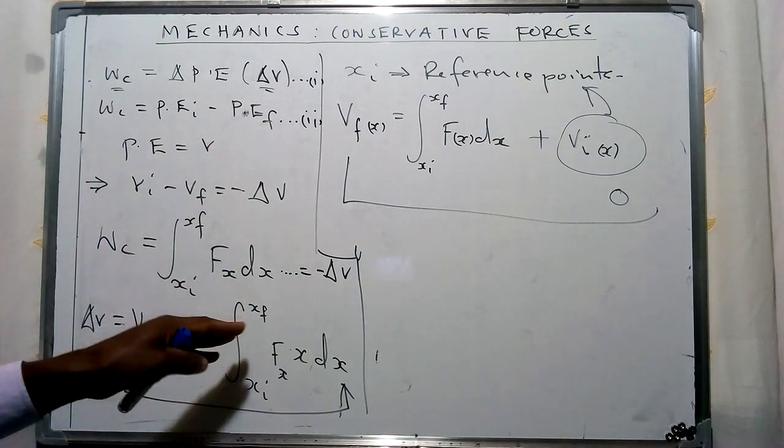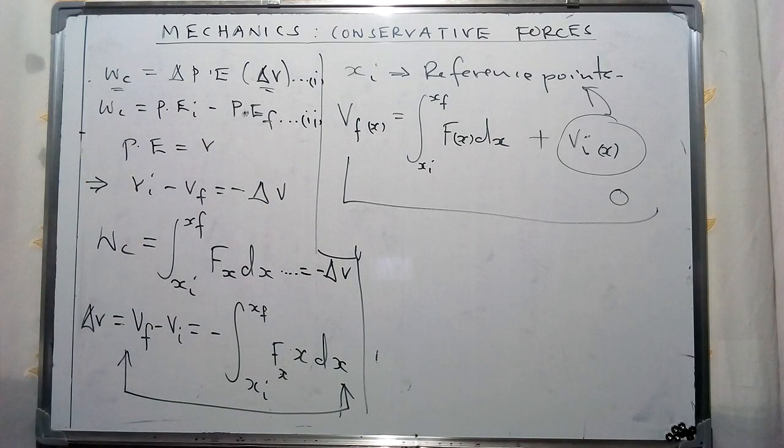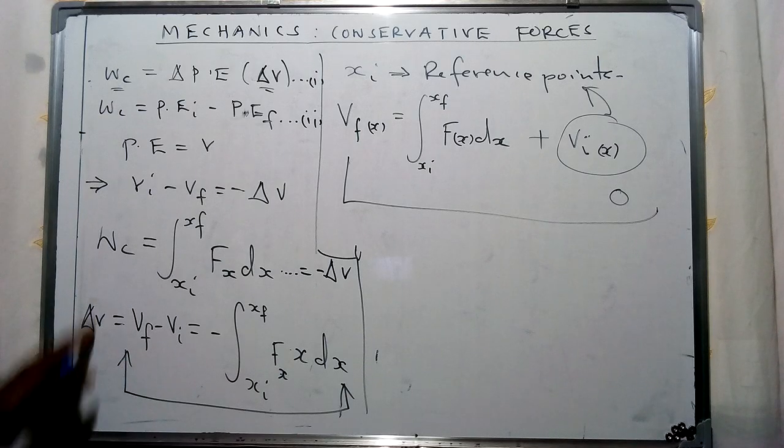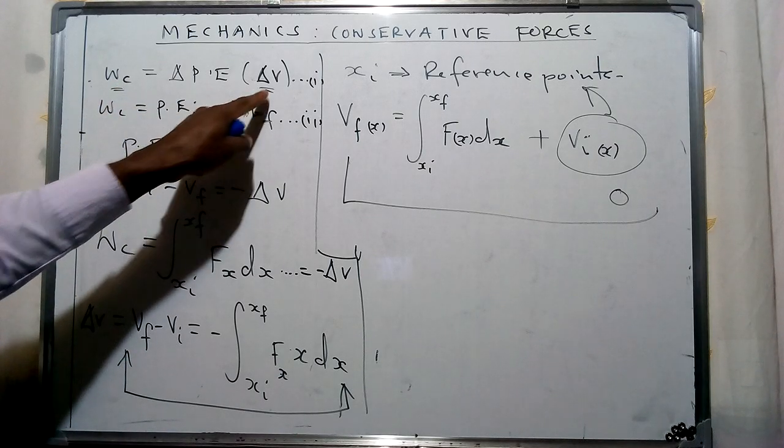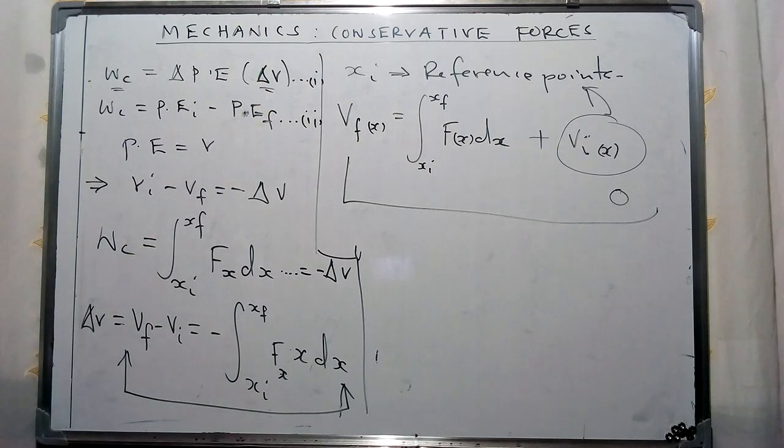So this was a general description of the work that can be done by conservative forces, and how we can relate this aspect of our work and the change in potential, which are basically the same, along with the general equation which we are going to use in that specific evaluation.